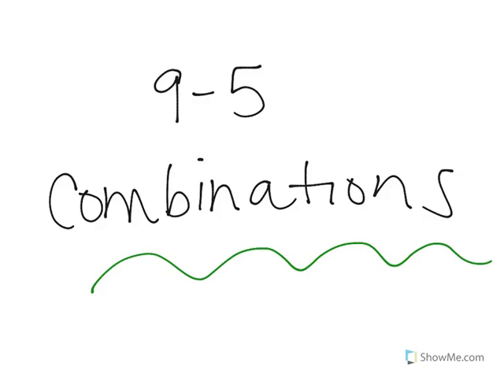This lesson is on section 9.5, titled Combinations. An arrangement or listing of objects in which order is not important is called a combination.